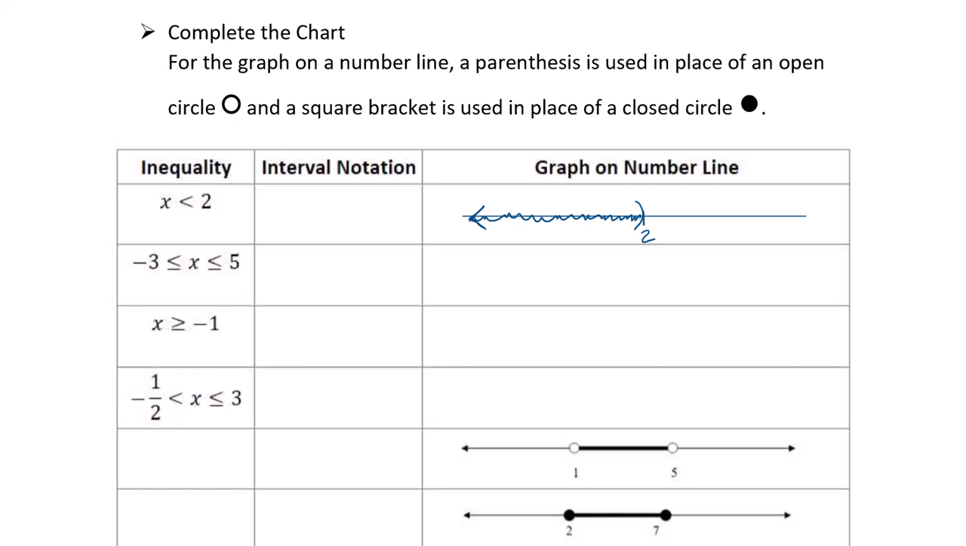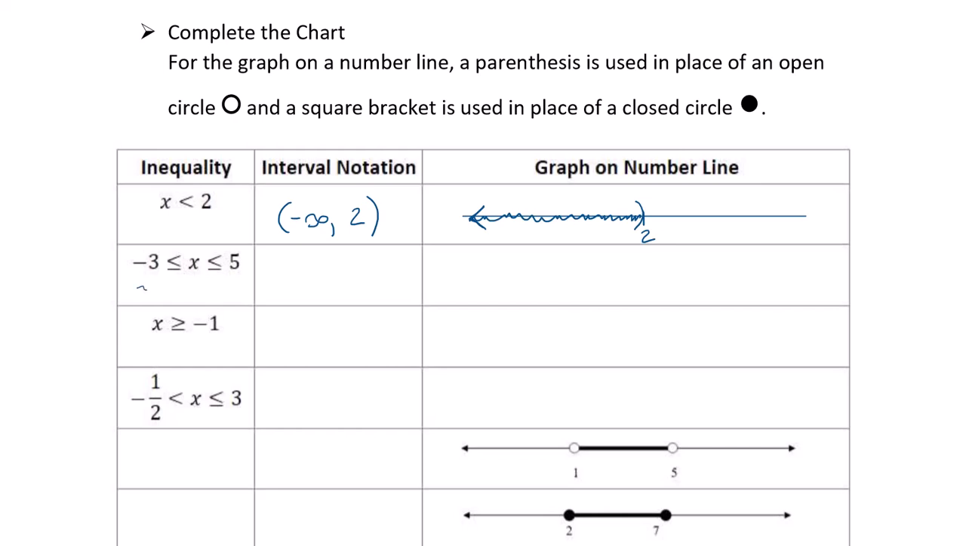In interval notation, then, we can read this from left to right to be able to see what the interval notation is. We've got negative infinity to 2 with a parenthesis on the 2. We'll always put parentheses on infinities and negative infinities.